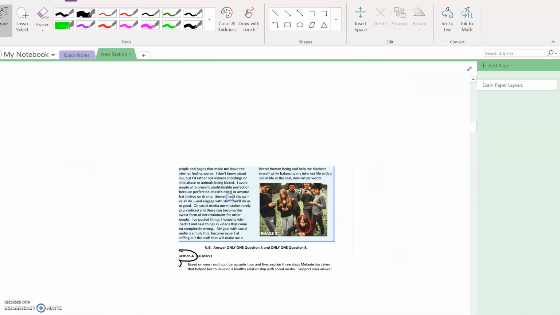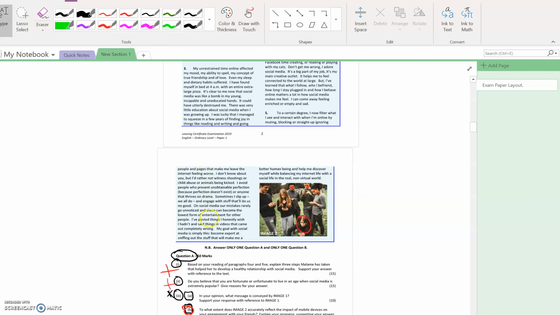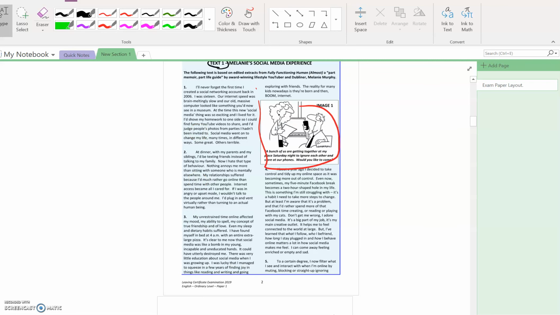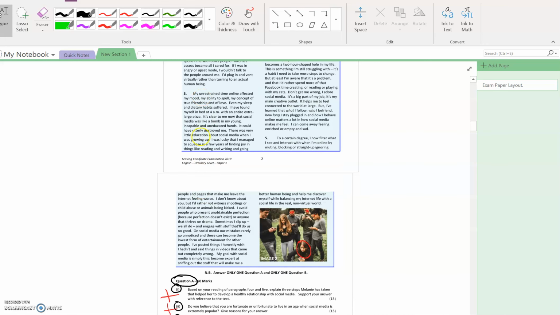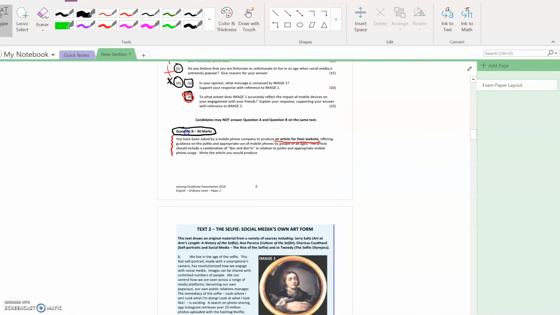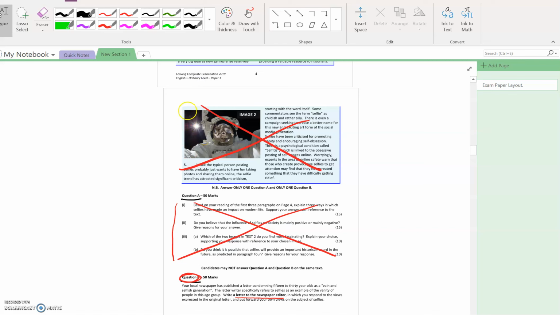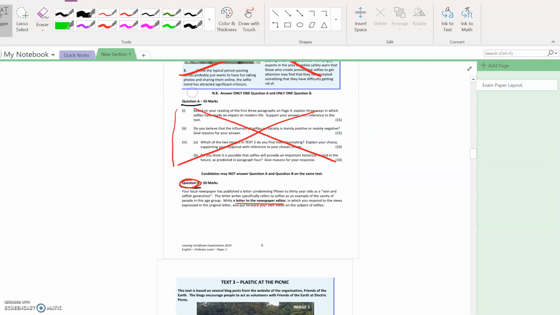So I am going to read text 1. And I'm going to then answer question B from text 2. But I don't really need to read text 2, do I? Let's just have a quick look after that. Text 2, question B. Will I need to read the text? Can I save myself a lot of time?